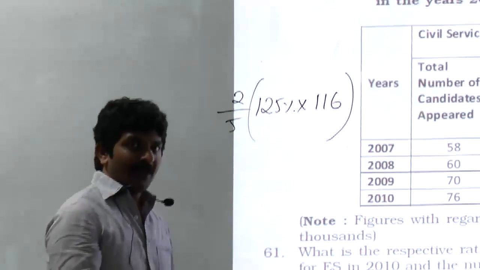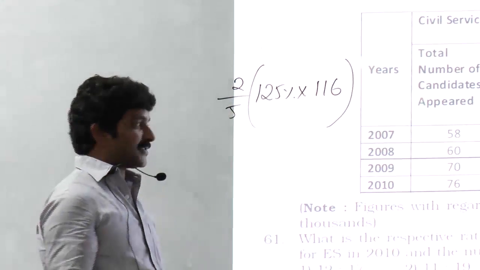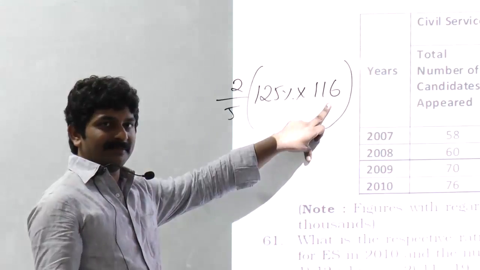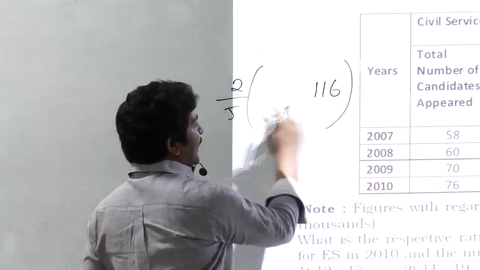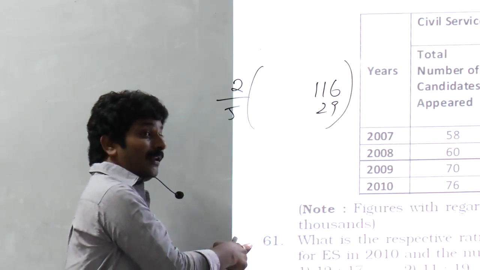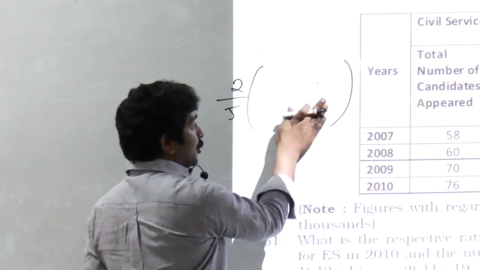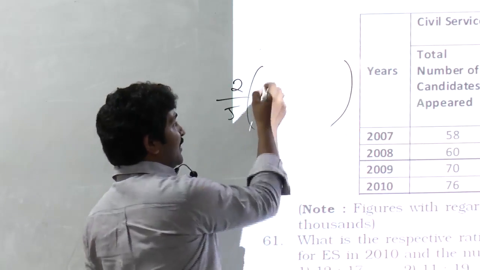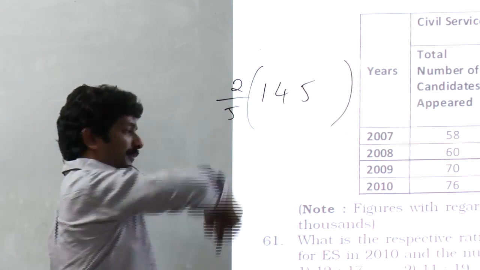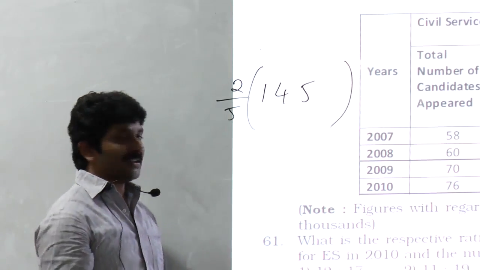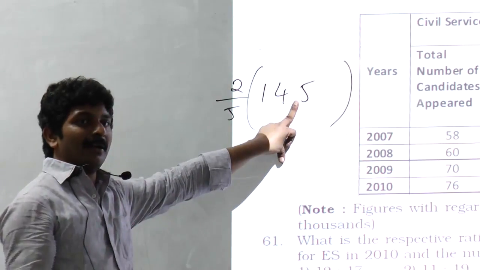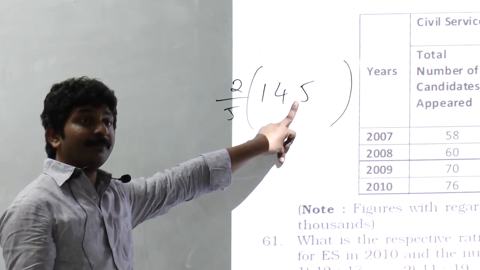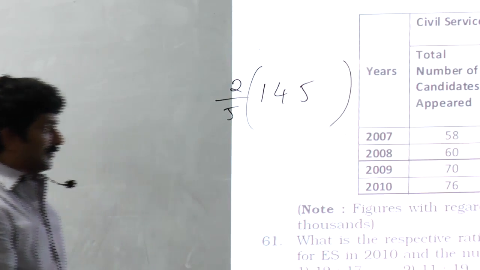116. Need to calculate 125%. 125% in the sense adding 25%. 50%, 58. 25%, 29. When you add 29 to this number, it becomes 145. So total number of candidates appeared in 2011 is 145 and female are 2/5. 2/5 in the sense 40%. 10% is 14.5. Double 29. Double 58. Female are 58,000.